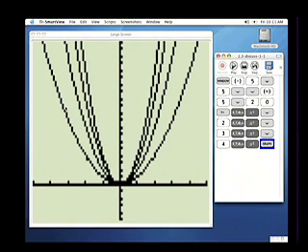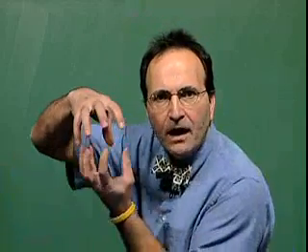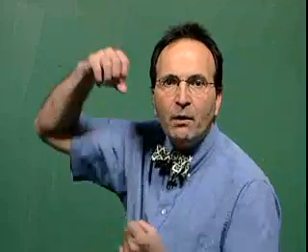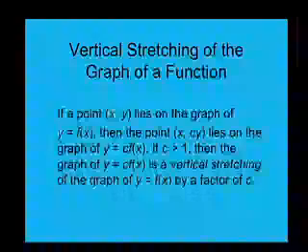So let's summarize what happened when we changed the coefficient of x squared to 2, 3, and 4. And what happened is that the graph of x squared got stretched vertically. So now what we want to do is summarize that. Let's put it in writing what it means to do a vertical stretch for the graph of a function.